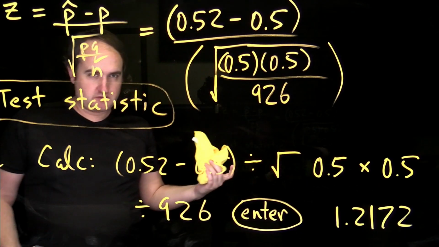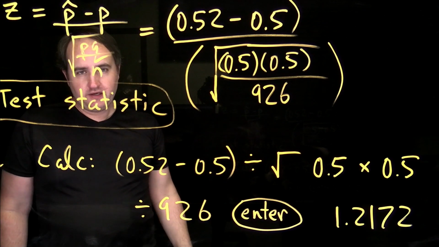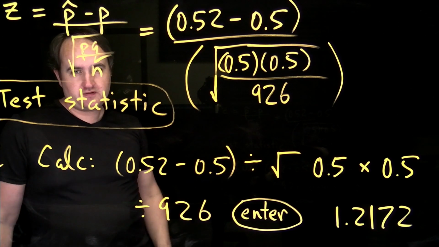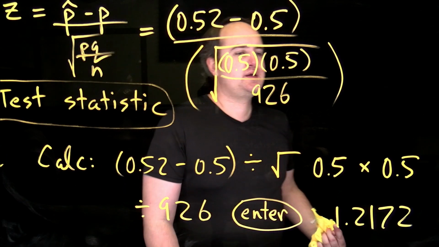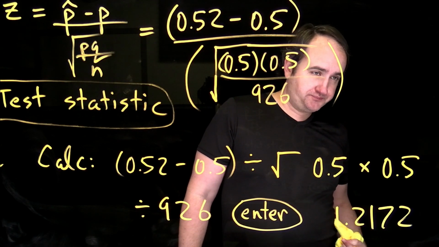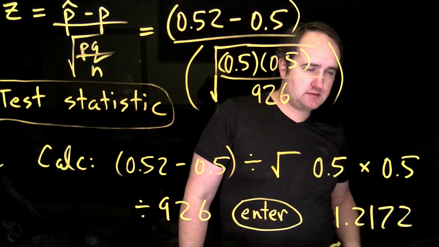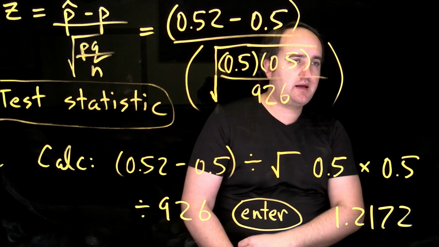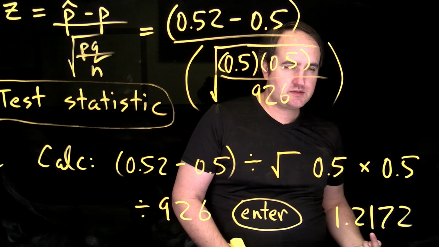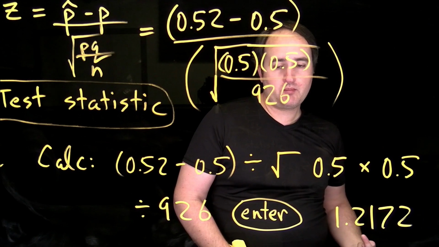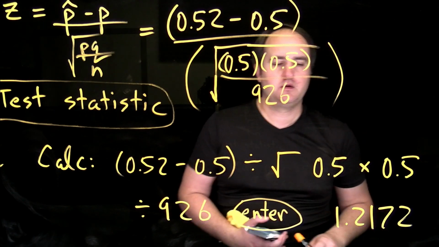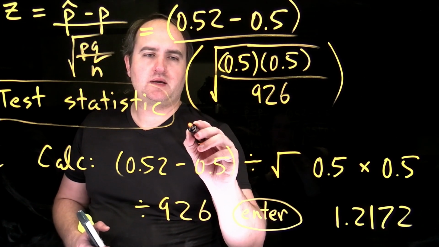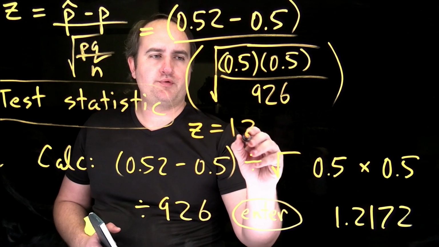Because it's a z-score, if we're using table A2, which is what we usually use for areas of z-scores, we are going to need to round this to 2 decimal places. So instead of writing z equals 1.2172, I'm going to round here. It rounds to z equals 1.22. So the test statistic that we got here was z equals 1.22.